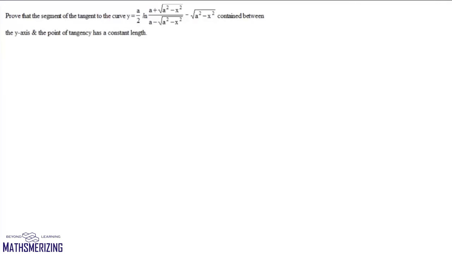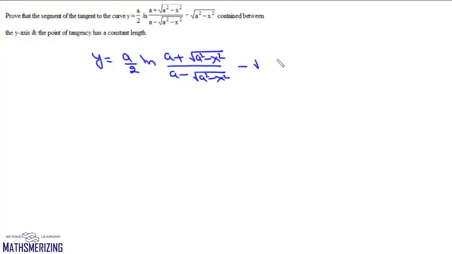Now here the question is, prove that the segment of the tangent to the curve y equals a by 2 log (a plus under root of a square minus x square) upon (a minus under root of a square minus x square) minus under root of a square minus x square, contained between the y-axis and the point of tangency, is constant. So we have to prove that this distance is constant.